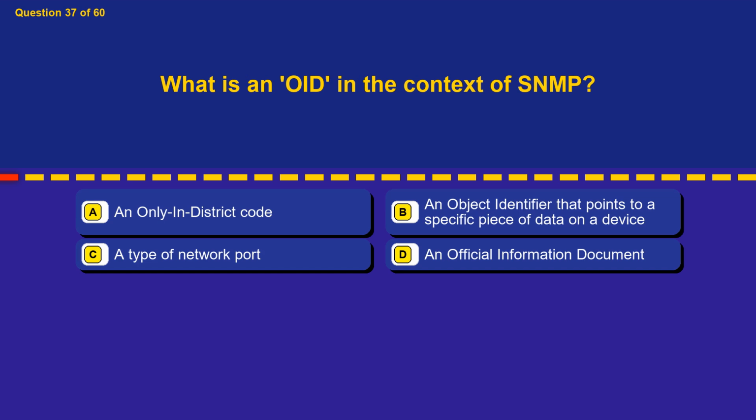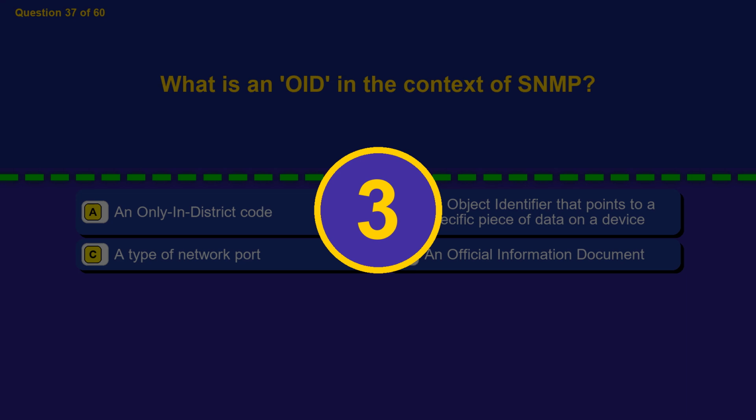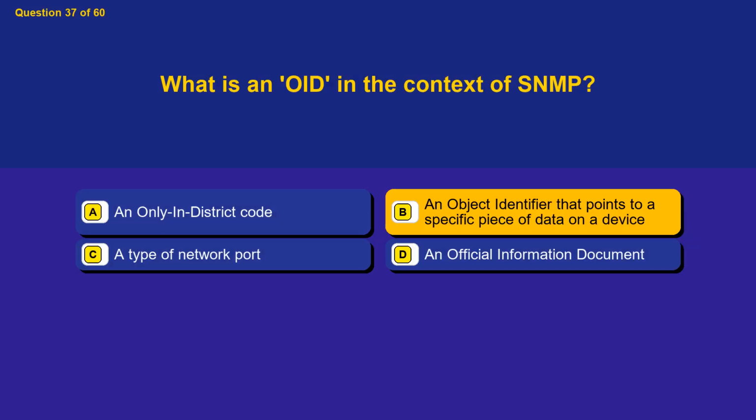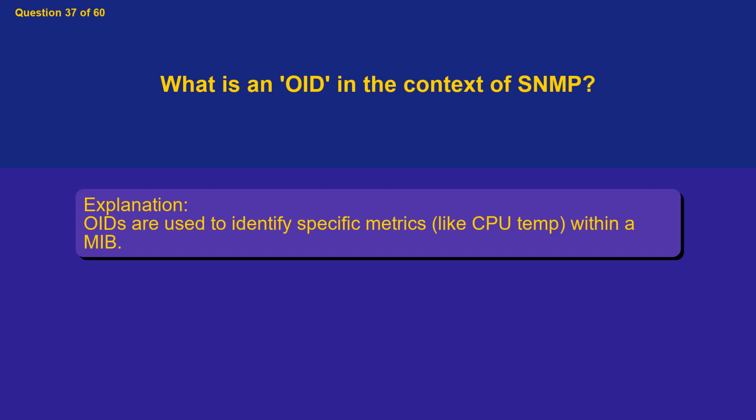Question 37. What is an OID in the context of SNMP? Option A. An only in district code. Option B. An object identifier that points to a specific piece of data on a device. Option C. A type of network port. Option D. An official information document. The correct answer is option B. An object identifier that points to a specific piece of data on a device. OIDs are used to identify specific metrics, like CPU temp, within a MIB.